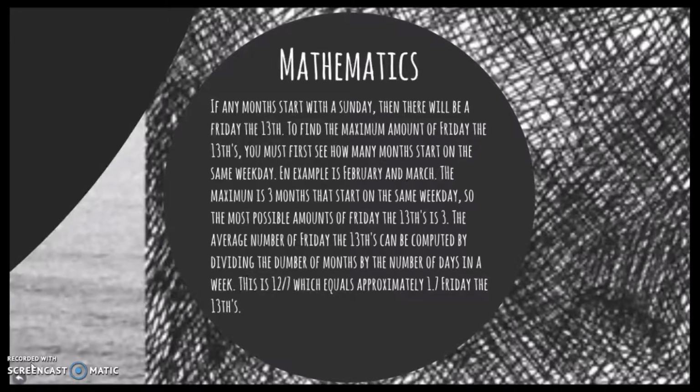The maximum is 3 months that start on the same weekday, so the most possible amounts of Friday the 13th is 3. The average number of Friday the 13th can be computed by dividing the number of months by the number of days in a week. This is 12 divided by 7, which equals approximately 1.7 Friday the 13th.